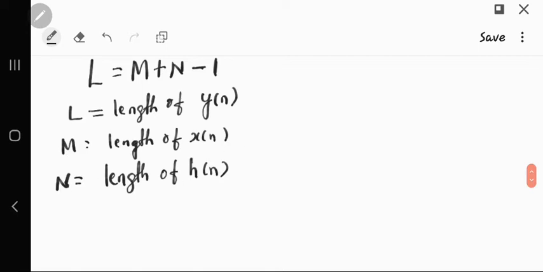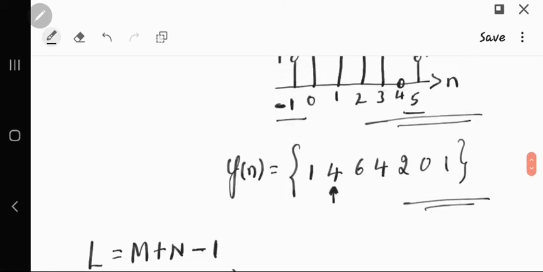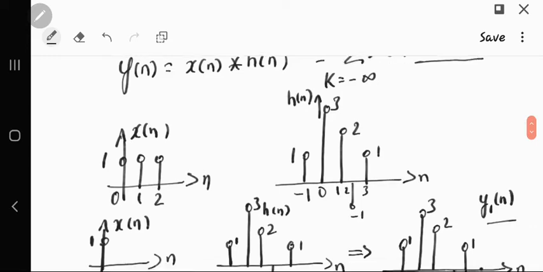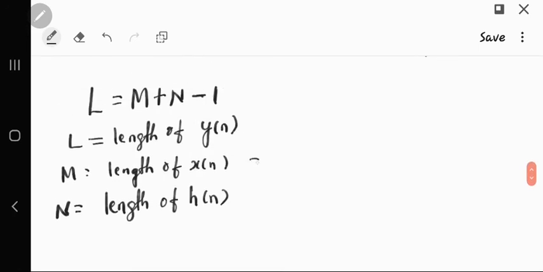Okay. So here in this case we have x of n and h of n. I am writing x of n and h of n. And sometimes the signal will be like x1 of n and x2 of n. You can consider that accordingly. But m represents the length of the first signal, n represents the length of the second signal. Now when you look at the signals here, x of n is having 3 samples and h of n is having 5 samples. Now we substitute that. So m is equal to 3 here and n is equal to 5.